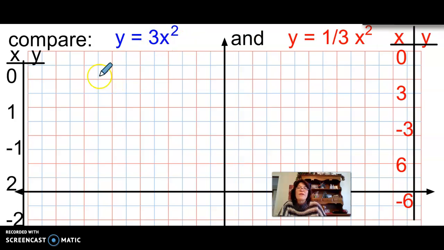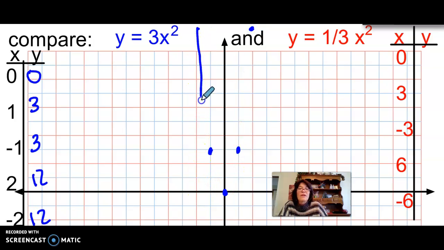When I multiply by 3, I do my squaring first, then multiply by 3. So the 0 is still 0, but 1 squared is 1 times 3 is 3. Negative 1 squared is 1 times 3 is 3. 2 squared is 4. 4 times 3 is 12. Negative 2 squared is also 4. 4 times 3 is 12. So I have my 0, 0, but this time instead of 1, 1, I'm up 1, 3. Negative 1, 3. 2 takes me the whole way up to 12. Negative 2 takes me to 12. We get this skinnier, more narrow parabola than we had when we had y equals x squared.